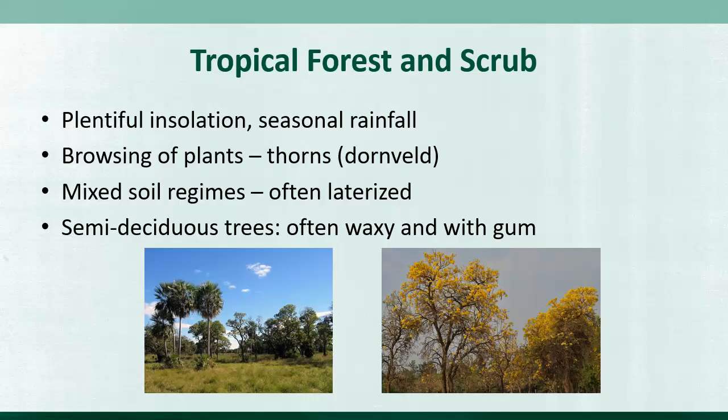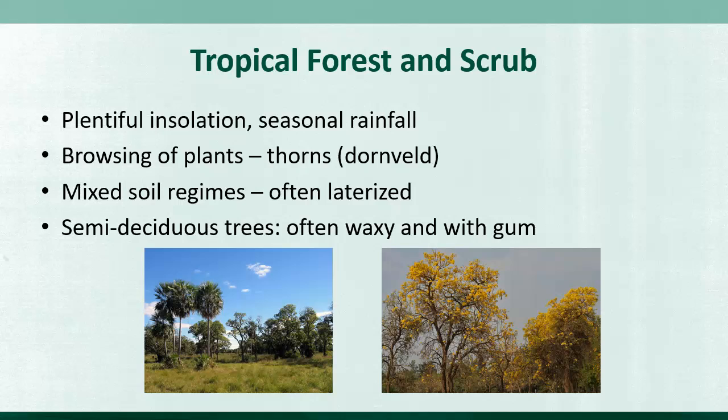The types of plants have to change as well. They have to adapt to these new conditions. And what happens initially when you move away from the tropical rainforest is you still have tropical forests, but they tend to be much scrubbier. The plants tend to have a lot of thorns on them, or so-called Dornveld forests. They're often semi-deciduous trees as well, which means that during the dry season, they lose their leaves or their leaves change dramatically. Sometimes the leaves of trees are protected with very waxy material, or the bark has a gum material that keeps it from drying out too much. These trees tend to be very different from what you get in the tropical forests themselves.